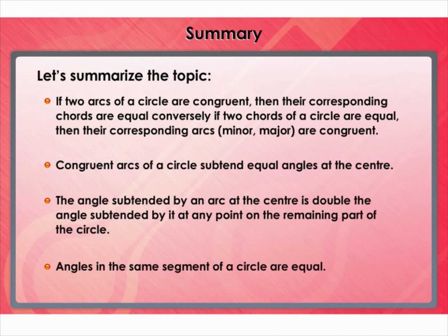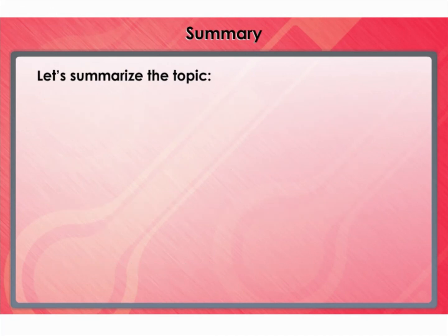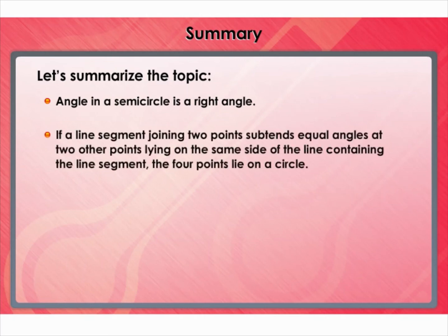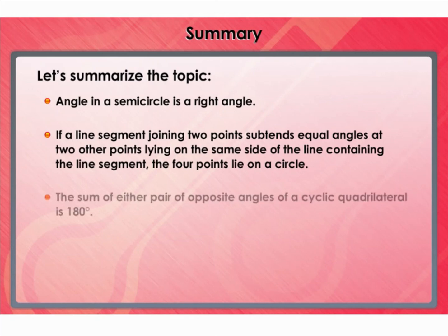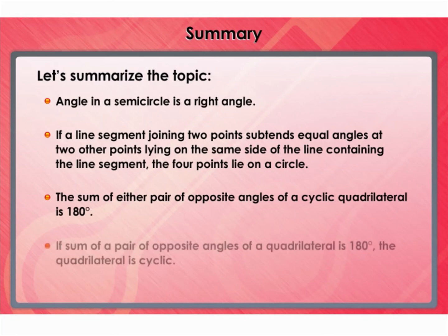Angles in the same segment of a circle are equal. Angle in a semicircle is a right angle. If a line segment joining two points subtends equal angles at two other points lying on the same side of the line containing the line segment, the 4 points lie on a circle. The sum of either pair of opposite angles of a cyclic quadrilateral is 180 degrees. If the sum of a pair of opposite angles of a quadrilateral is 180 degrees, the quadrilateral is cyclic.